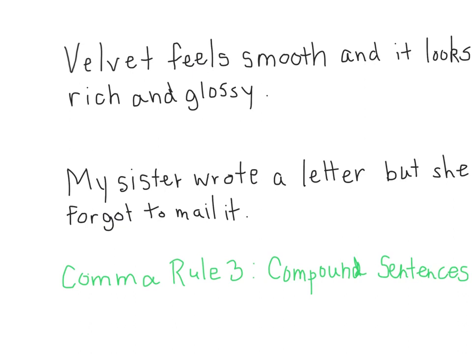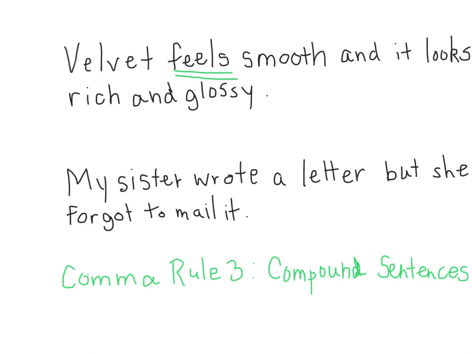So if you look at the first example, it says velvet feels smooth and it looks rich and glossy. So first of all, I'm going to pick out my subjects and my verbs. I don't have to do this every time. But in order for me to be more familiar with being able to recognize where that comma goes, it's helpful for me to be able to pick out my subjects and verbs. So my first verb is feels.